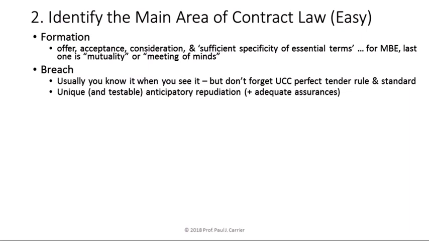Okay? Another area of breach, and this is testable, is anticipatory repudiation. What do you know about anticipatory repudiation? You tell me. I'm going to keep it short. Basically, somebody says they're not gonna perform. And if it's unequivocal, what do you do? When they tell you they cannot perform, they will not perform, you can either wait or treat it like breach right there. Your choice.